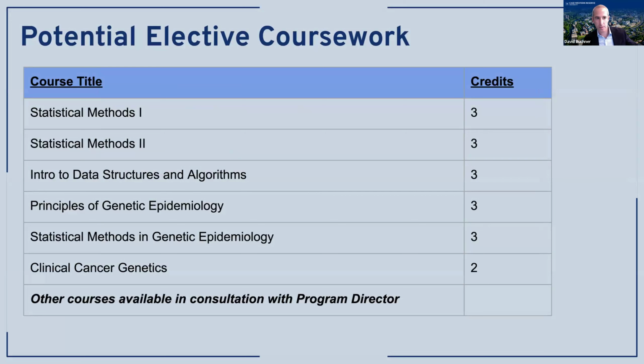These are some of the elective courses that we offer. There are courses in statistical methods, there's intro to data structure and algorithms, there's some genetic epidemiology courses, some cancer genetic courses, but there's really a lot of other courses available, too many to list here. So it could be courses in AI or computer science or other disease-focused courses, things like that. It really depends on what your research interests are, and we try to be flexible to work with you to really build the program around what your specific interests are.